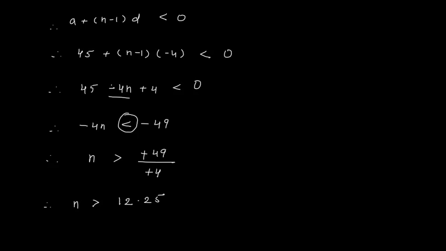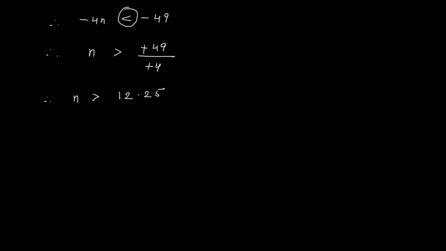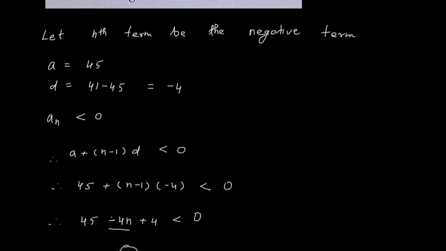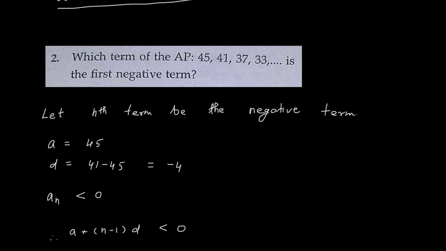So when your number of terms is more than 12.25, you will get a negative number. So therefore here the value of n will be greater than this. So greater than 12.25, the first greater number is what? 13. So you can say that the 13th number will be the first negative number. Here the question is, which term of AP is the first negative term? So therefore I will say that, therefore 13th term is first negative number.